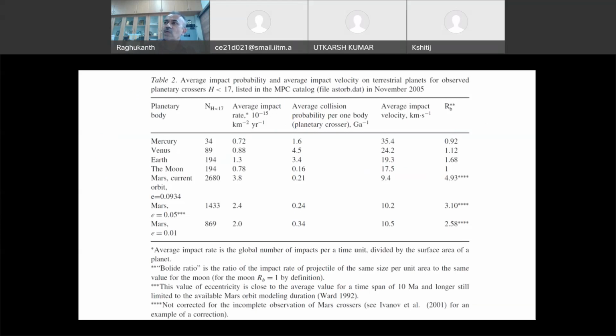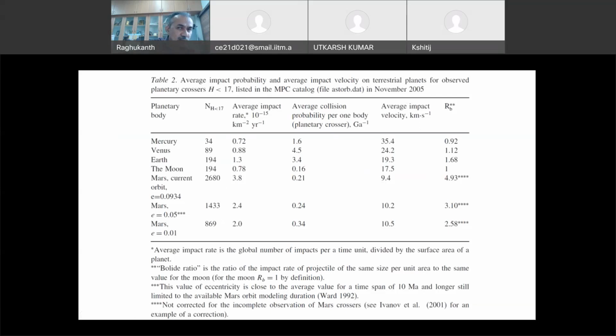If I want to compare Moon and then Mars and other planets, the most important thing is the impact rate. This is a very important thing. If you see this figure, which terrestrial planet has a very high impact rate? See the third column, average impact rate. Which has the highest impact rate? Mars. Why does Mars have a higher impact rate compared to Earth, Moon, Venus, and Mercury?